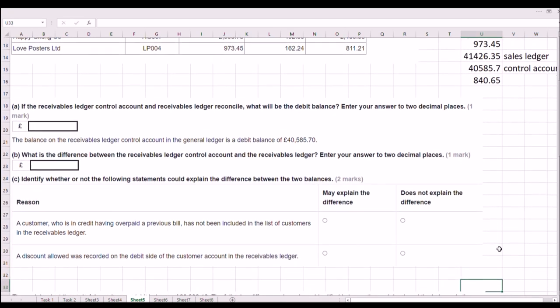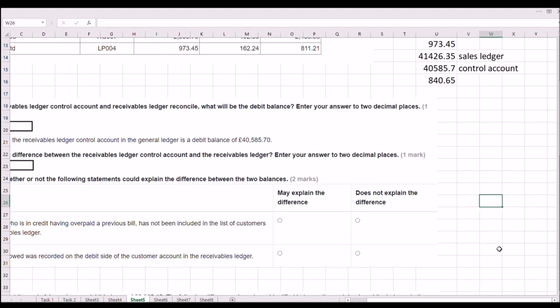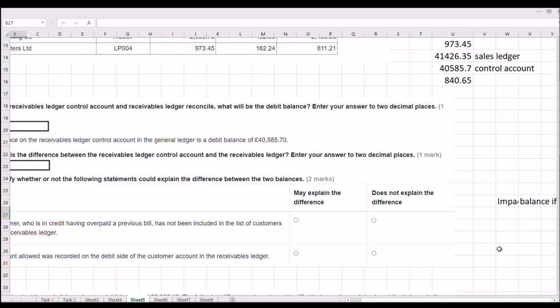Identify whether or not the following statements. So what you're doing in this one is you go, what's the impact of whatever the journal is on the sales ledger? You then reverse it, and so the balance is reversed. And you see if it's the same once you've reversed it. So let's have a see what we've got here.